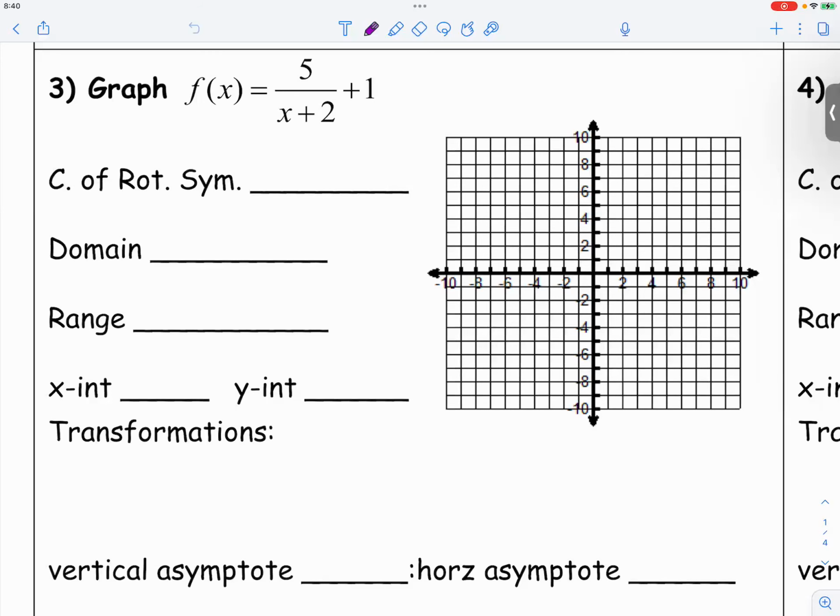Now for number 3, could you go ahead and write down all 3 transformations? We got 3 numbers right here that will correspond to 3 separate transformations. Can you write them down? What are the 3 transformations?